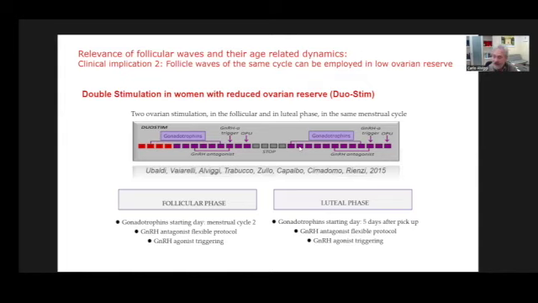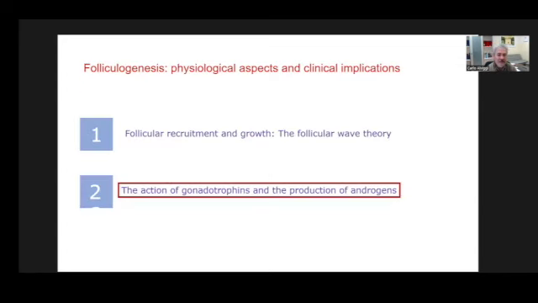So if we have a patient of 38, 40 years of age, and this patient needs 10, 15 oocytes hoping to have at least one euploid blastocyst, if we cannot have these oocytes in a single stimulation, we can use a single menstrual cycle for reaching a number of oocytes which is closer to the one we hope to have.